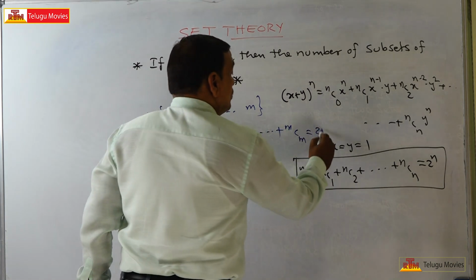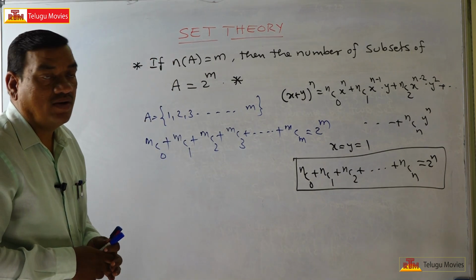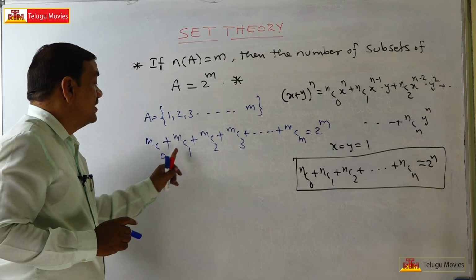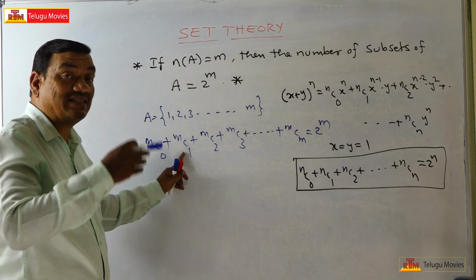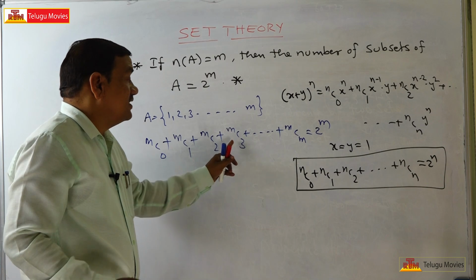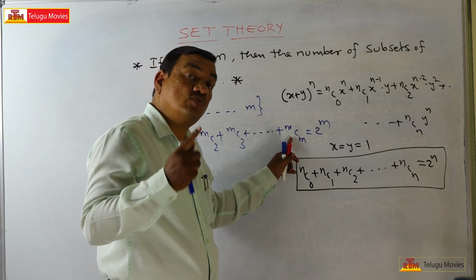The number of subsets is 2 to the power of m. Understand this formula? So what does this mean? The set containing only one element, that means the set containing no element. This is the subsets containing one element. These are the subsets which contain two elements. These are the subsets which contain three elements, and so on. This is a subset itself.